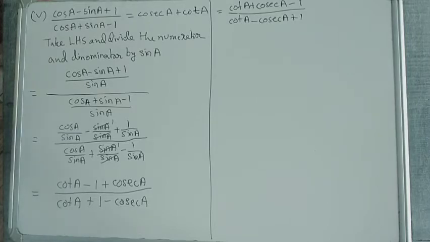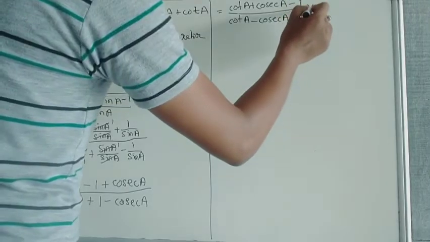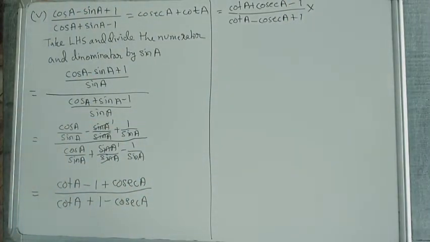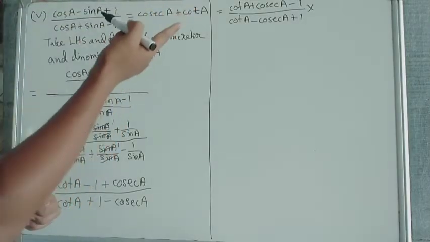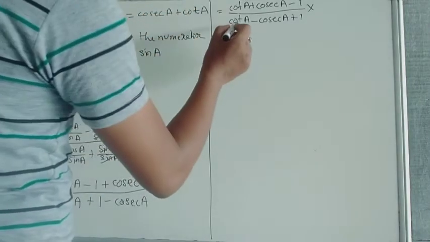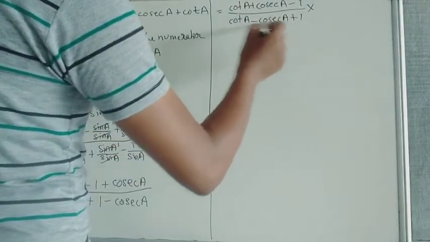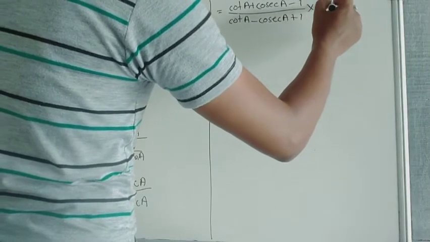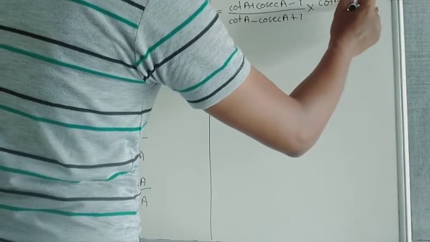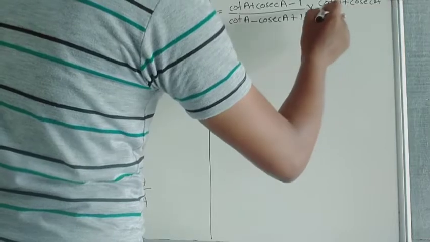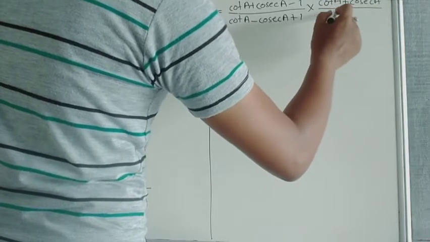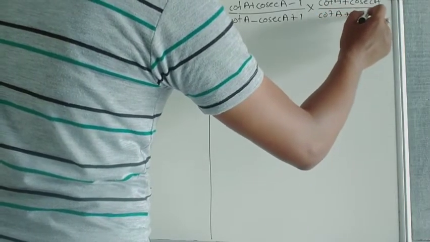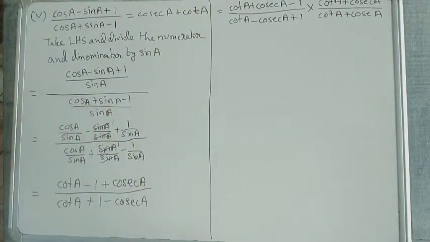Now here is a very complicated thing, try to understand this one. I will rationalize the denominator, kind of. But how I will do it, see this one. Here there is a minus, so I'll do plus. I will multiply by cot A plus cosec A by cot A plus cosec A. This is a very crucial point.